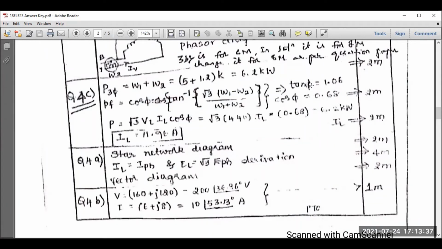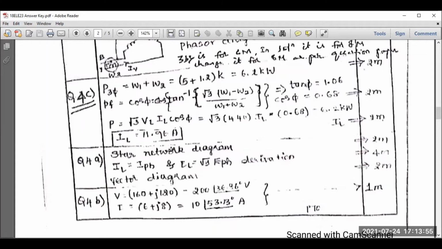Tan phi you will be getting. From that you can get phi, and phi is equal to cos inverse of that particular value. Likewise, you can go ahead with that. Then question number A, star connection, you have to mention with suitable derivation.